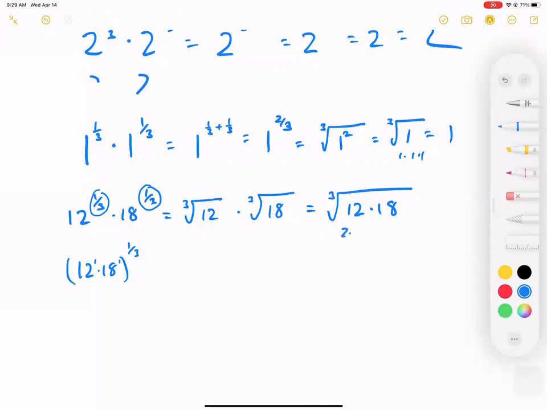This is 2 times 2 times 3. That's what 12 is. And 18 is 3 times 3 times 2, because it's 9 times 2. Now, since we're looking for sets of 3, we have three 3s now. We have three 2s now. So if we have a set of 3s, this is going to be just 2 times 3, which is 6.